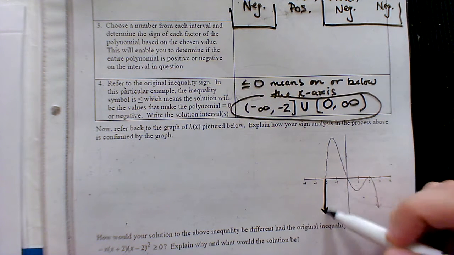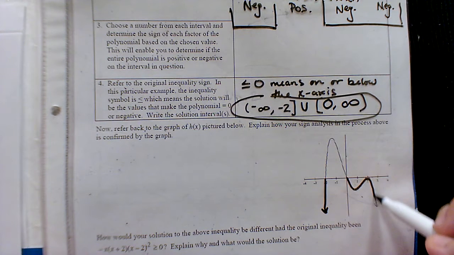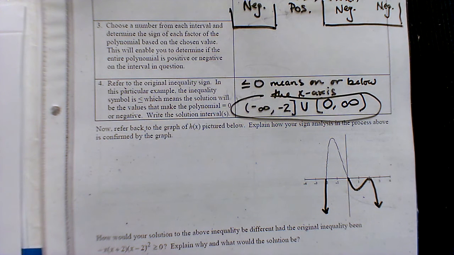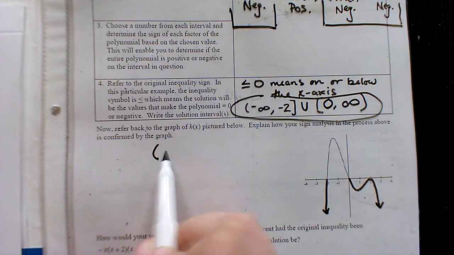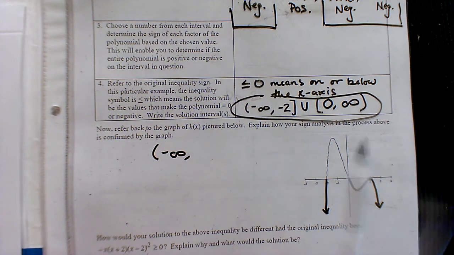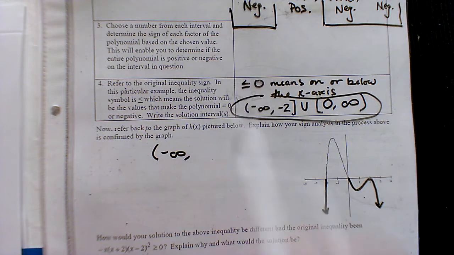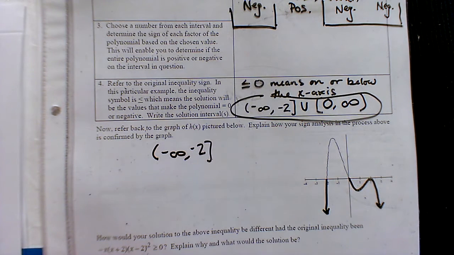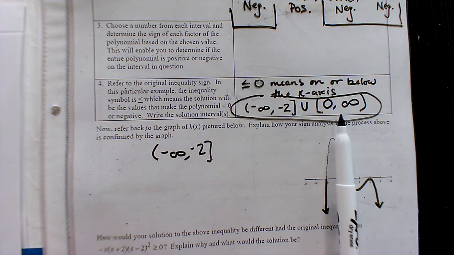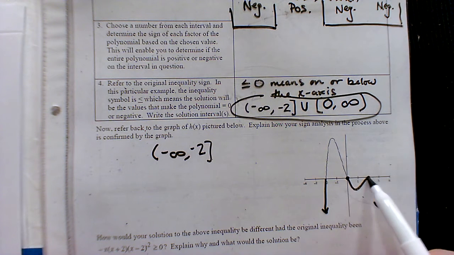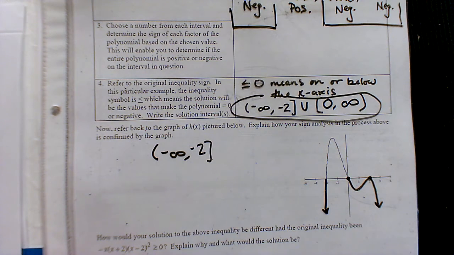So we initially said that we're looking for where the graph would be below the x-axis. So we could highlight or maybe bold those regions. Based off the graph, it looks like we would have the same interval from negative infinity to negative 2, where we're on the x-axis, so we can bracket that. And then from 0 to infinity, we're on the x-axis at 0 and 2, but we can include those values.